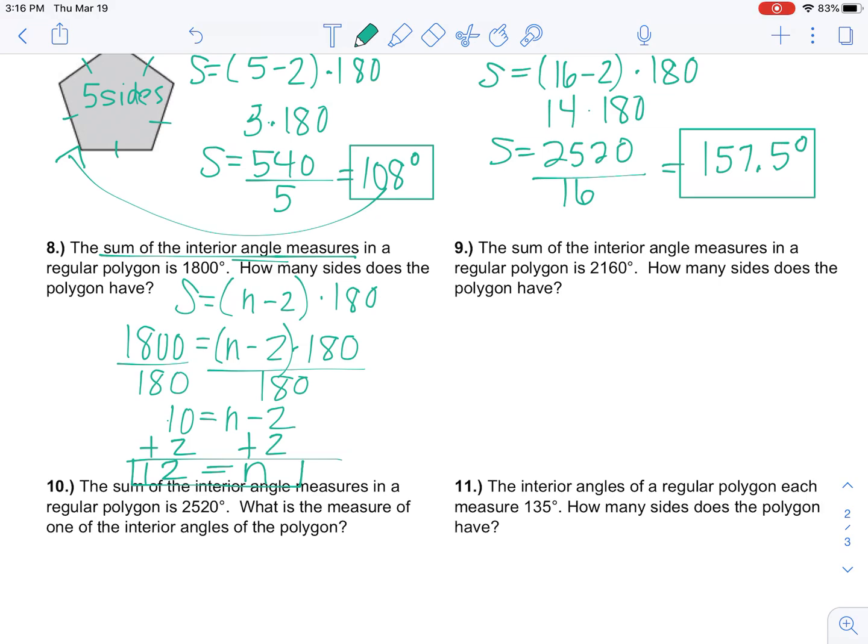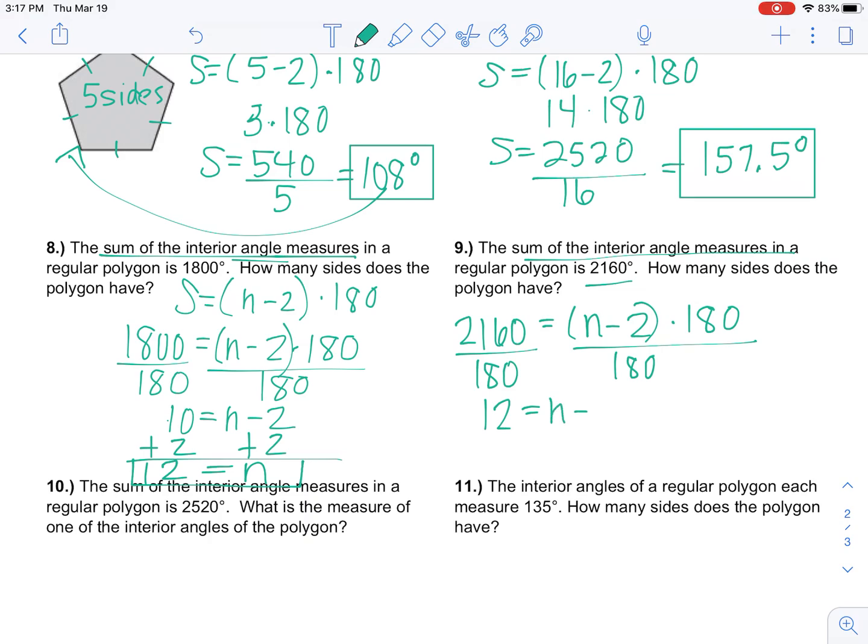Let's do one more like that, where we have a sum of interior angle measures that equals 2160. So we're going to put that in for our sum. We have n minus 2 equals 180, working backward through inverse operations. We're going to divide by that 180 on both sides. So I have 2160 divided by 180 degrees. That gives us 12. And when I add 2 to both sides, I get n is equal to 14 sides. So again, I'm still applying that S equals n minus 2 times 180, just in a backward route.